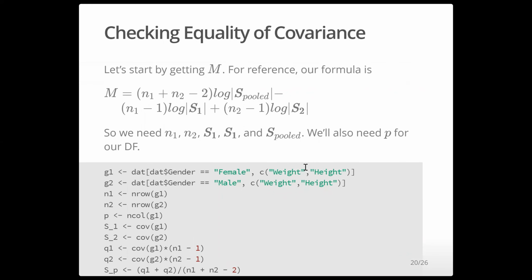So for M, we need all this stuff. We need N1 and N2, the sample sizes of both groups. We need S1 and S2, the covariance matrices of both groups. This is a typo; it should be covariance 1 and covariance 2. And then we need the pooled covariance matrix, and we'll also need p. This is just the same as what we've seen before. I think I did this in exact procedure in the last slide. I'm just not showing every step here. I'm just obtaining each of these and giving them a name, so that my code is nice and generalizable.